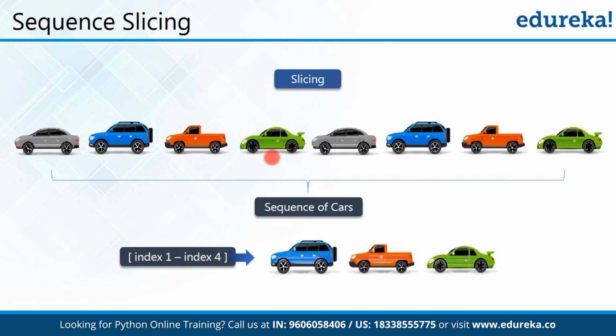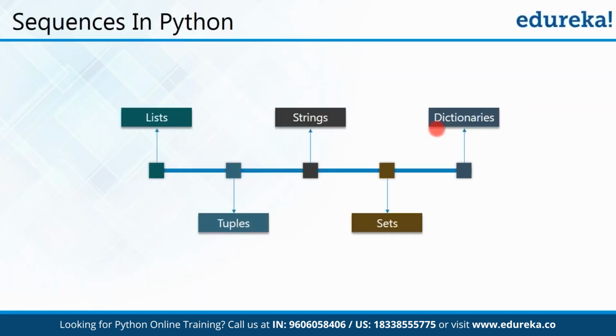Let us move forward and see what are the various types of sequences available in Python. So these are the various types of sequences in Python. We'll start with lists, then we'll see what are tuples, then strings, sets, and then finally we'll see what are dictionaries. So we'll start with lists, so let us move forward with that.